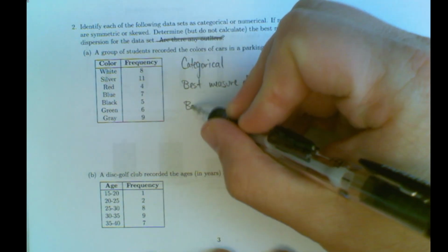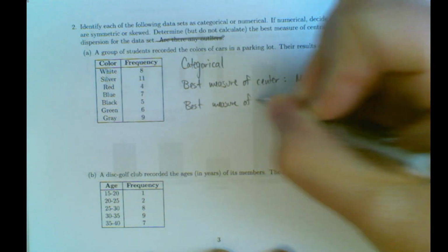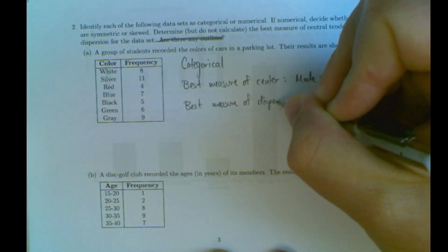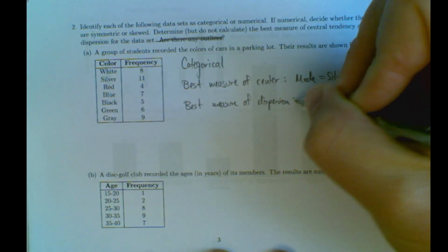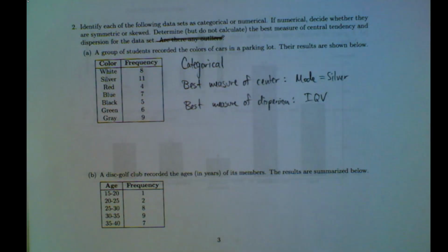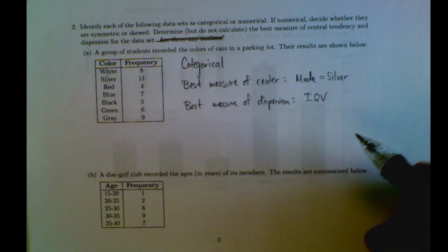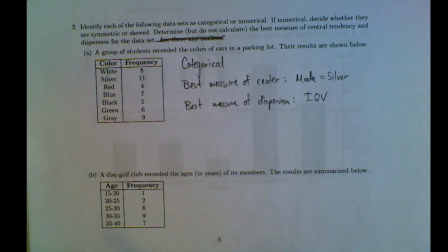And then best measure of dispersion. Well, I should maybe be a little more careful about this, because it's not that the IQV is the best measure of dispersion, but it is the only measure of dispersion that we've talked about in this class for qualitative or categorical data. So that's the one that we would have to use. This would take a little bit more work to calculate. Fortunately, we weren't asked to calculate it.